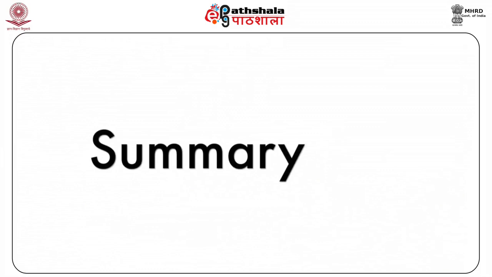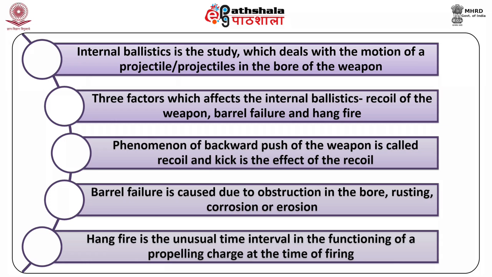Summary. Internal ballistics is the study which deals with the motion of a projectile in the bore of the weapon. There are three factors which affect the internal ballistics: recoil of the weapon, barrel failure, and hang fire. The phenomenon of backward push of the weapon is called recoil, and kick is the effect of the recoil. Barrel failure is caused due to obstruction in the bore, rusting, corrosion, or erosion. A hang fire is the unusual time interval in the functioning of a propelling charge at the time of firing.